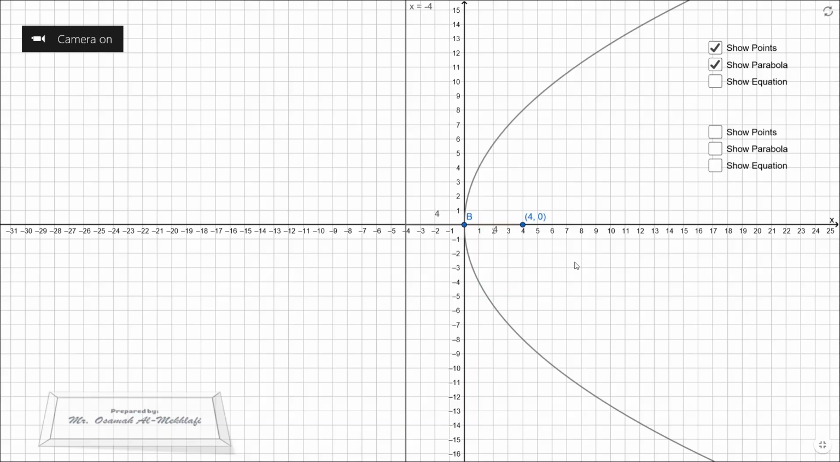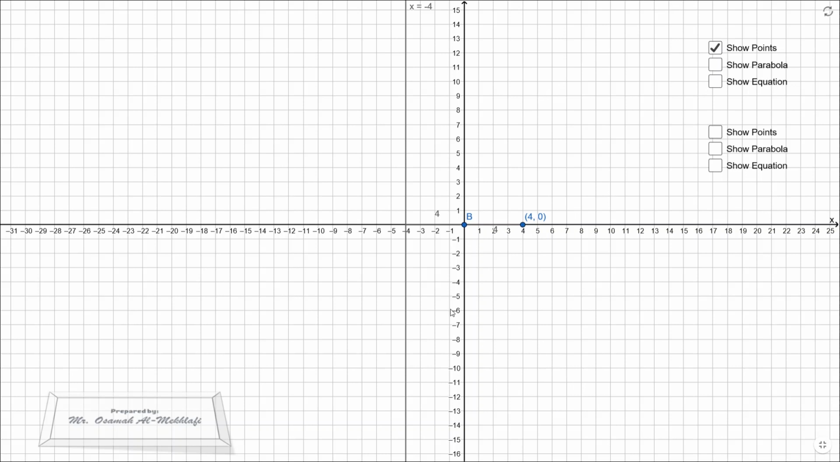Now look at this. I'm going to remove the parabola and show you the points. Now we call this a standard position. Why? Because the vertex is at the origin, and the focus is on the x-axis. Wherever I move the focus, this is still a standard position, even if I move the focus to the other side, to the negative x-axis.